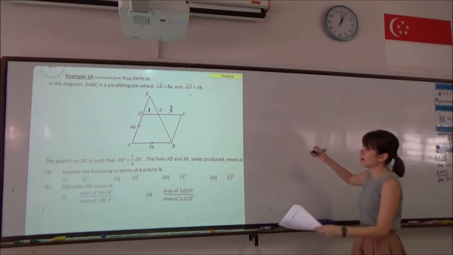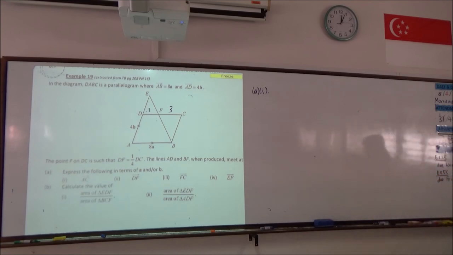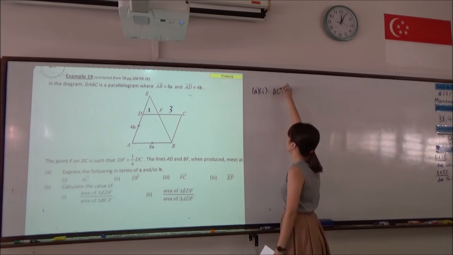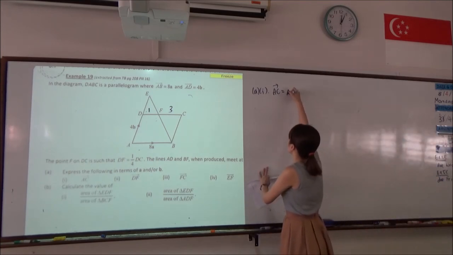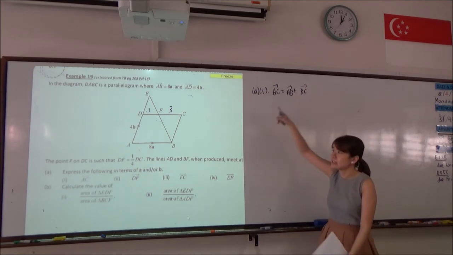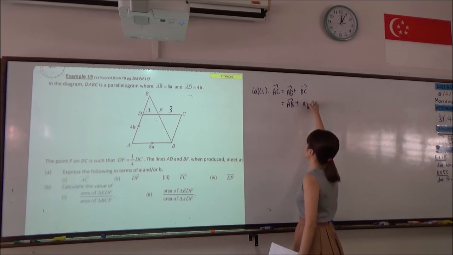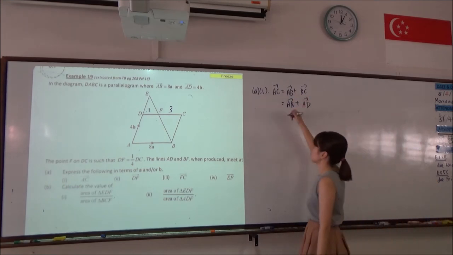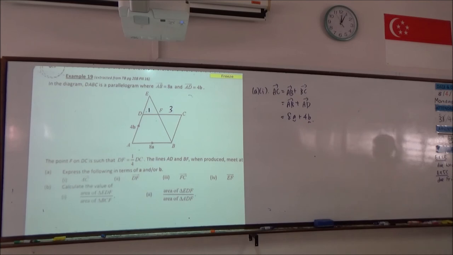In part A1, we want to find out what is AC. I think AC is something simple that we have already looked at. So how do we find AC? Brian, what do you think? What is AC? AD plus AB. If you want two vectors adding up to give you AC, AB plus BC, and BC, since this is a parallelogram, will be equal to AD. I'm just writing very clear workings over here. If you understand, you can skip these two steps. So therefore, AC would be equal to 8A plus 4B.